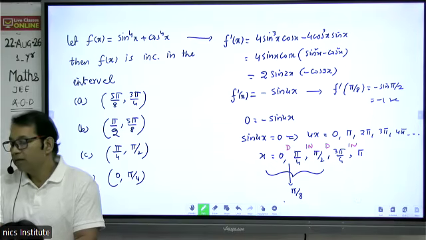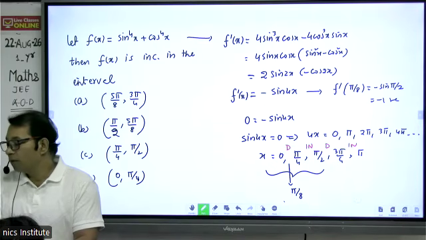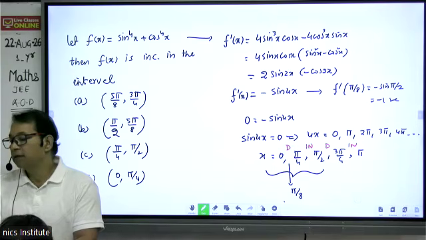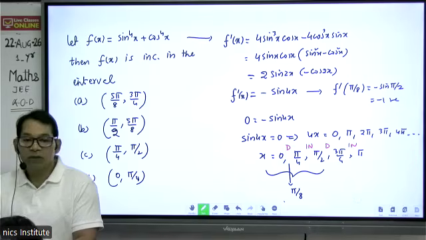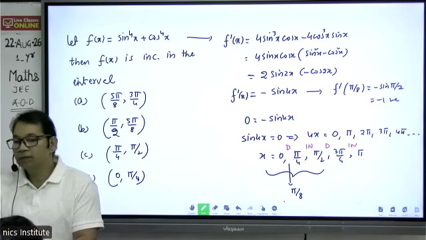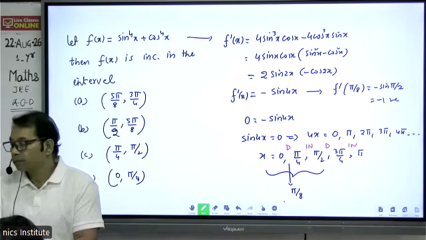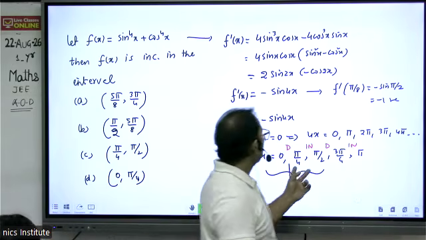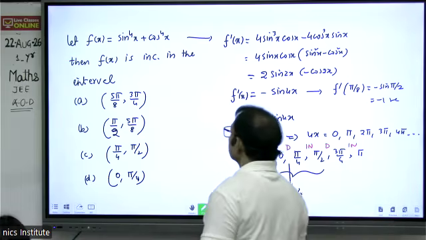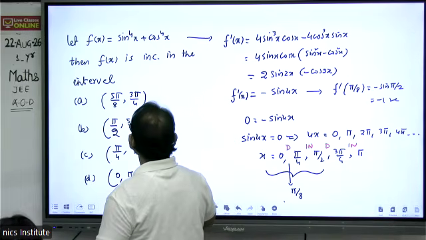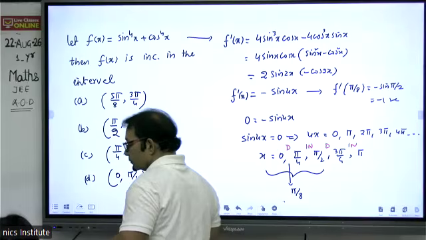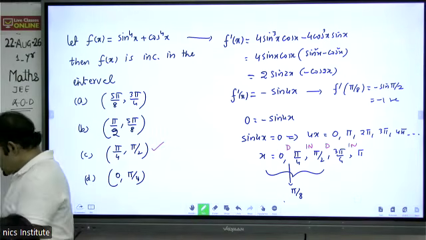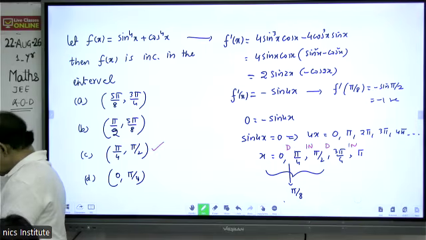So 0 to pi by 4 is decreasing, isn't it? Then pi by 4 to pi by 2 is increasing. So C is the answer. Increasing is what is asked, no? Pi by 4 to pi by 2. It is the same level in both.